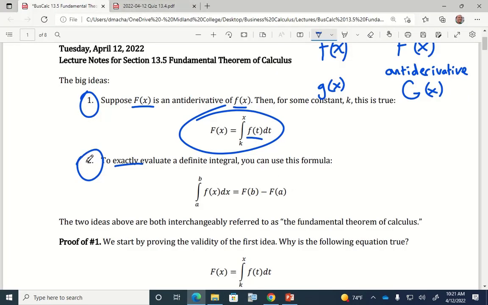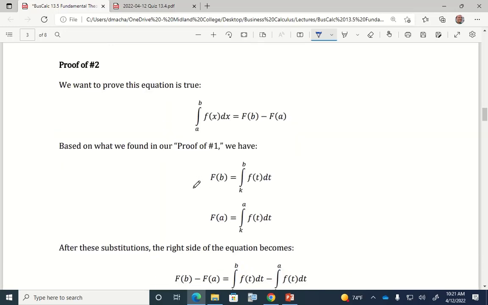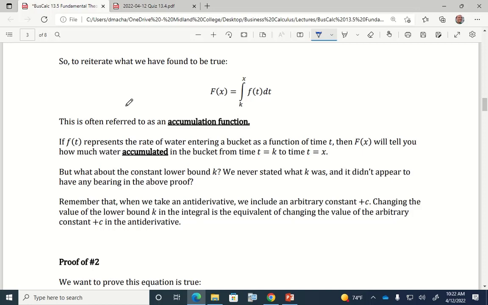Anyways, now we're going to move on to number 2. And so number 2 is going to be the most useful part of this fundamental theorem. And number 2 is about evaluating definite integrals. So let's jump over to number 2. Actually, I have one more thing to say, apparently, about this that I put in the notes.